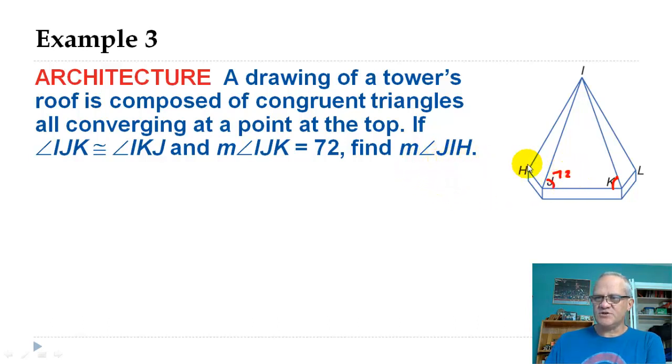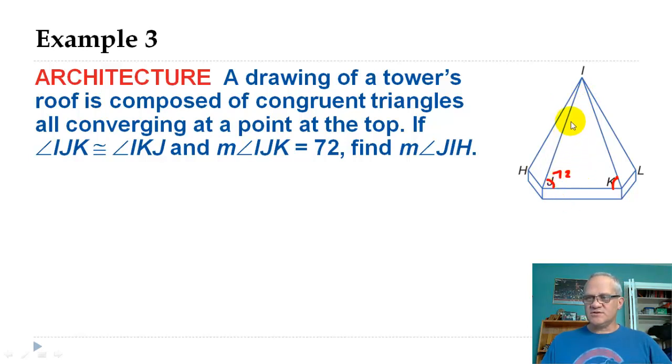We want to find JIH. JIH is this one up here, around the side. Well, what can we do here? You know all these triangles are congruent, so you know that this angle up here, JIH, is congruent to JIK. Those two are congruent to each other. So if I can find this one here, JIK, I know that JIH will also be the same thing. So how can I do that?